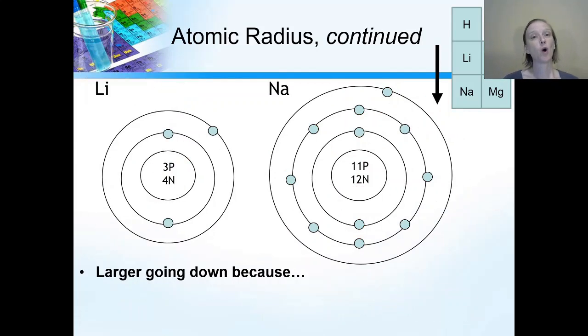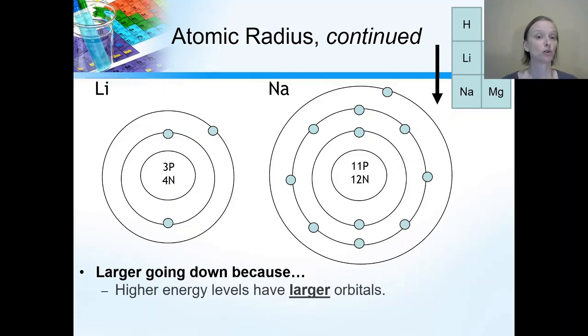So why the atomic radius increases as you move down the periodic table is a little less surprising. It's larger going down the periodic table because the more energy levels you have, the larger the radius is for each subsequent energy level. So higher energy levels are just bigger. They have a larger radius. More shells of electrons means the energy level is getting bigger.